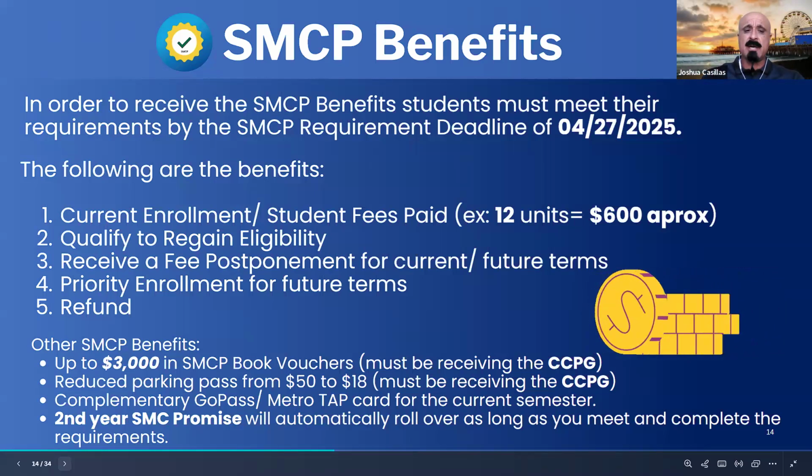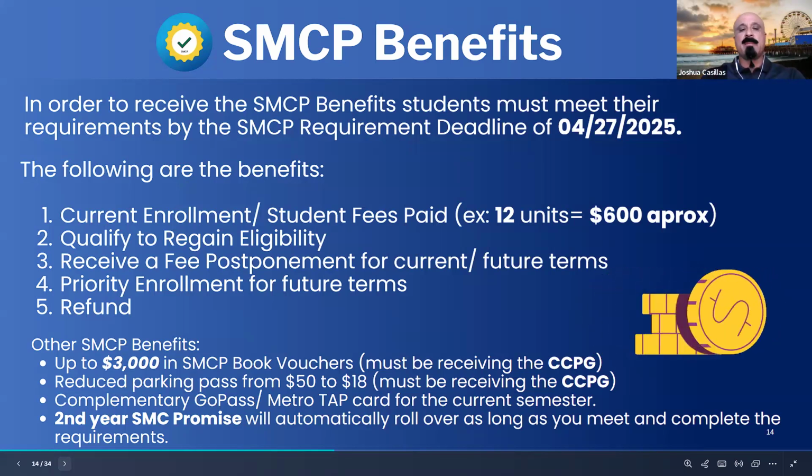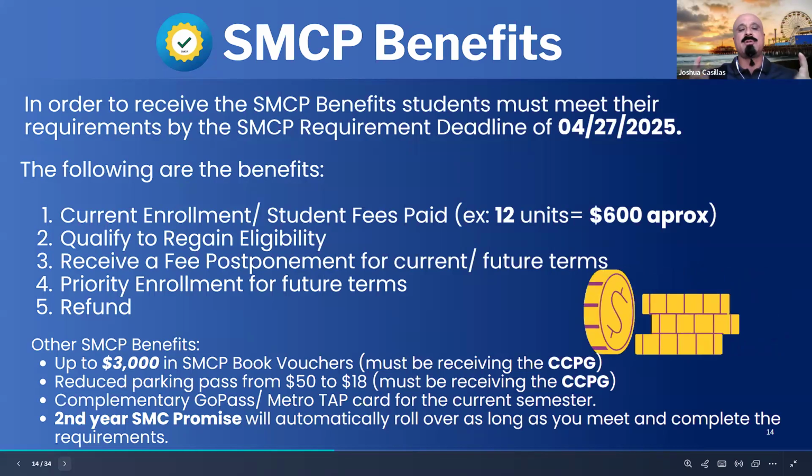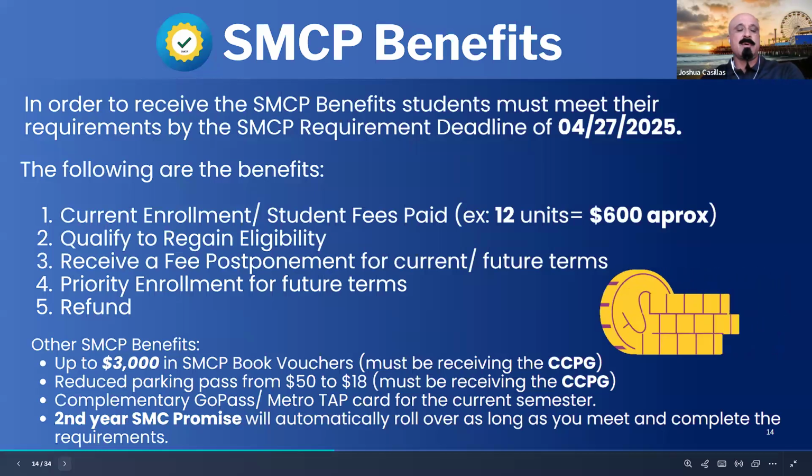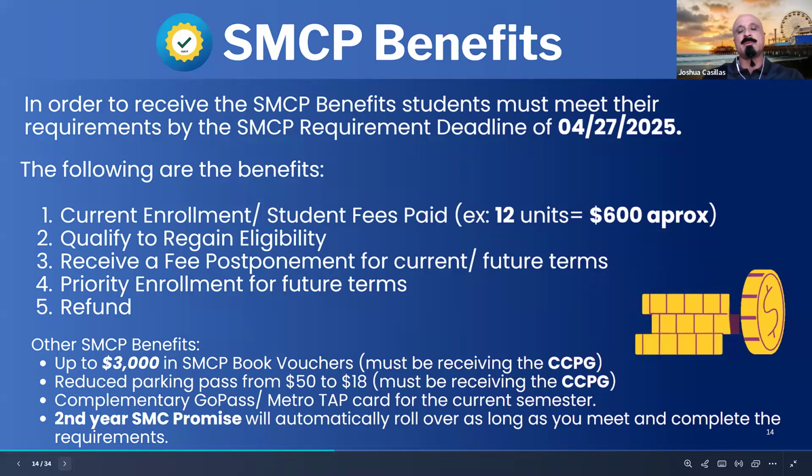The second thing that transpires is you qualify to regain eligibility, okay? You have to meet the requirement deadline. The system automatically captures your file to regain eligibility so long as you meet the requirements and complete the regain eligibility process, which we're going to go into in future slides with 2 examples. You receive a fee postponement for the current semester if you're meeting the requirements and for the future terms, right? So if you're interested in enrolling in the subsequent summer 2025 semester, you'll have a fee postponement.